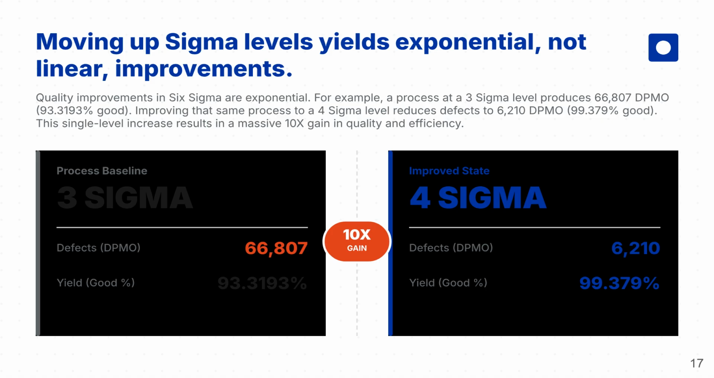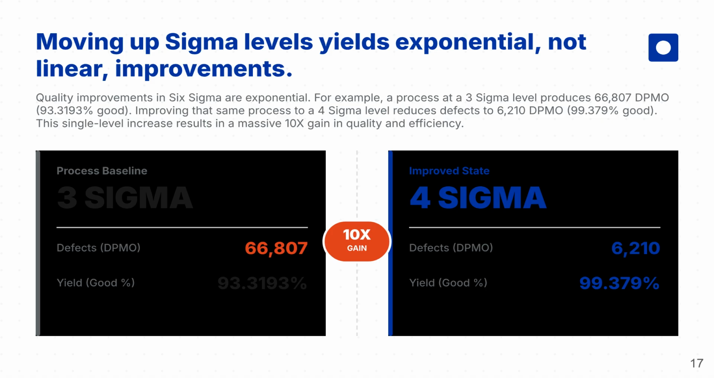At the 3 Sigma level, the process produces approximately 66,807 defects per million opportunities, which means about 93.3% of the outputs meet the required quality standard. Although this may seem acceptable, thousands of defects can still occur when large volumes are produced.